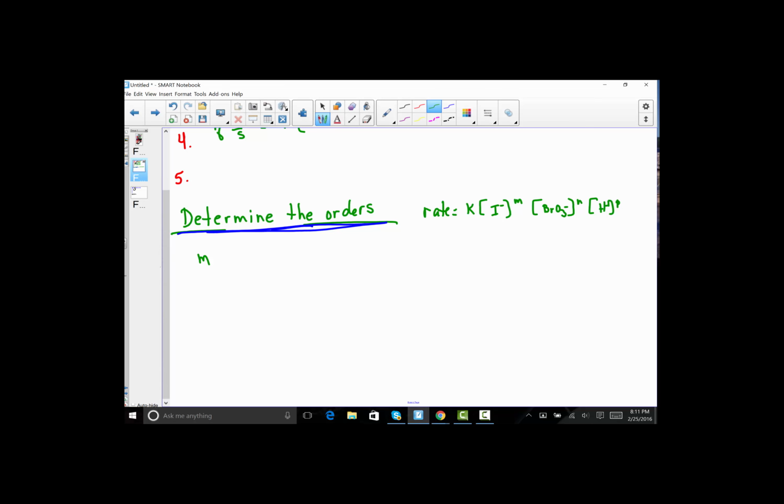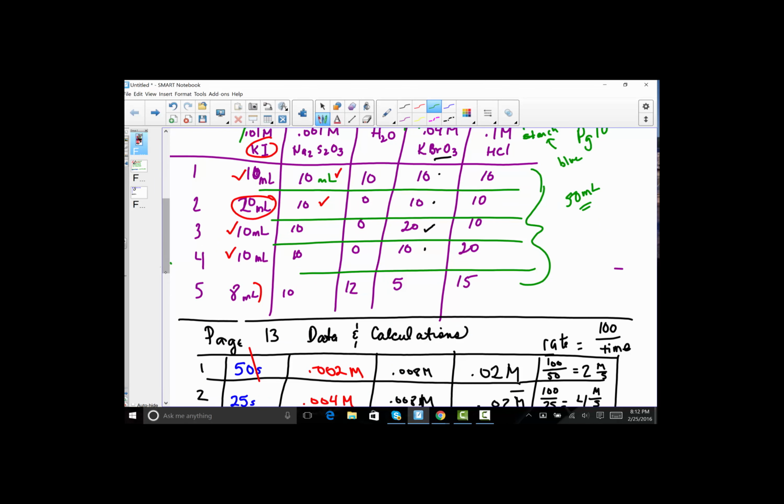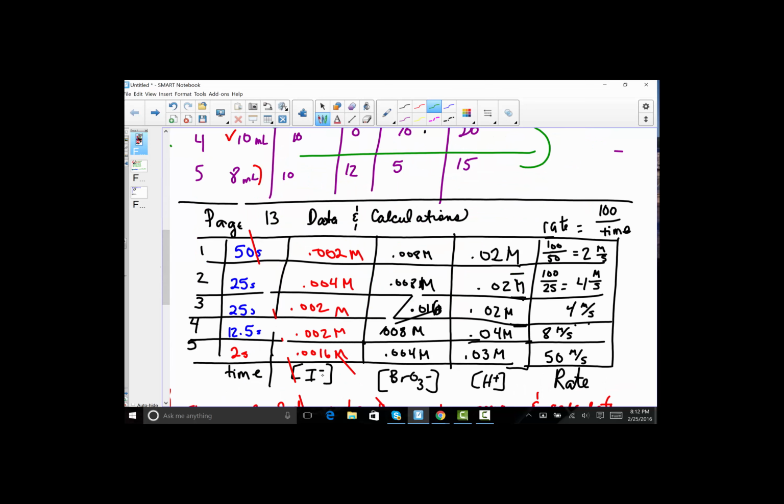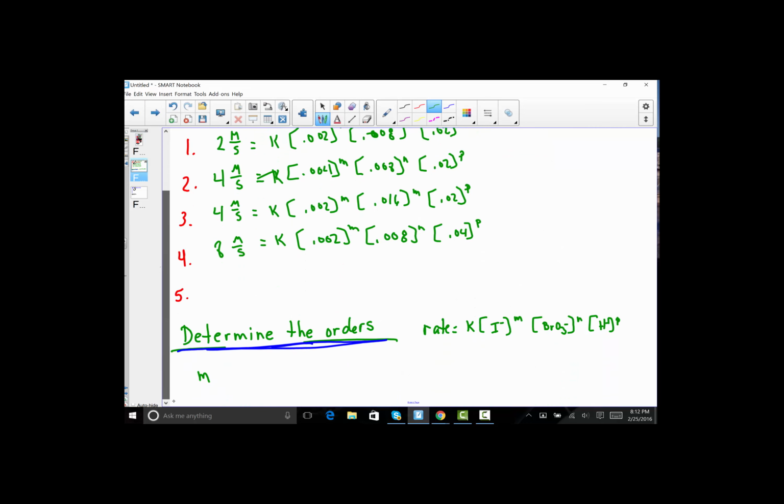So when I go back to my original data table, what trials should I use to find the relative order for the iodide? This column here is the iodide. What I want to do is double the iodide, as in trial 1 to 2, but notice that the bromate and the acid were kept constant. If the bromate is constant and the acid is constant, it does not influence the change in the reaction rate. From trial 2 to trial 1, we see an influence coming only from the iodide.